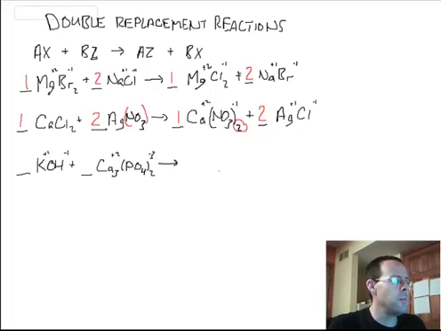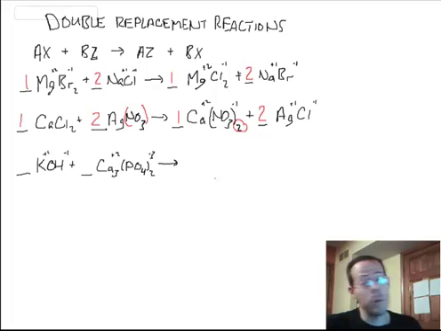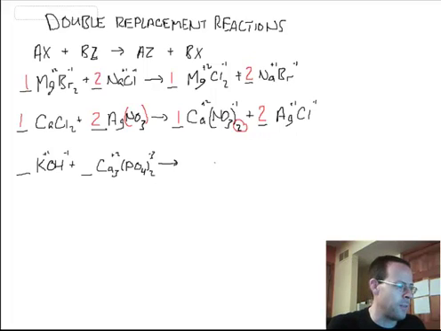Alright? So as we move to the right, what things can we predict? Well, I'm going to take my first cation, which was potassium, and it's now going to be with phosphate. Again, can I write potassium phosphate like this? I cannot. Potassium is a +1, phosphate's a -3, so how do we write potassium phosphate? K3PO4.